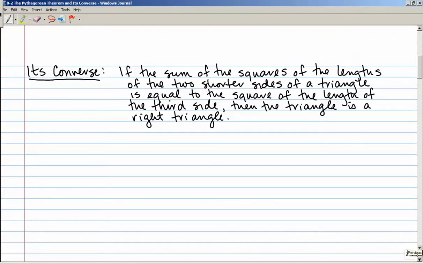The converse of the Pythagorean theorem is also true. So if the sum of the squares of the lengths of the two shorter sides of a triangle is equal to the square of the length of the third side, then the triangle is a right triangle. So in other words, if you take the two shorter sides and you square them and add them together, and that equals the length of the longest side squared, then the triangle is a right triangle.